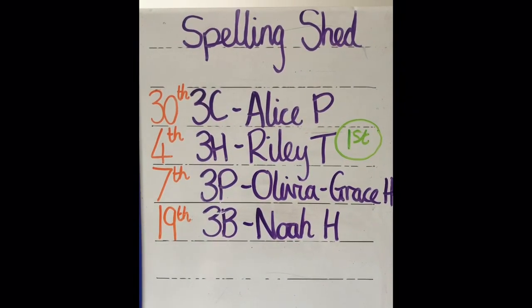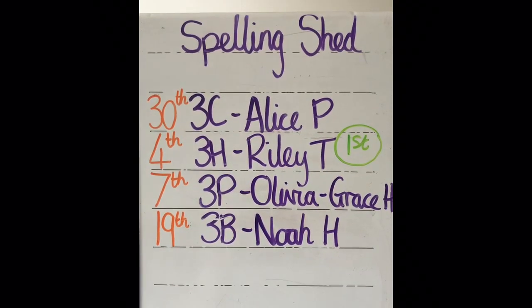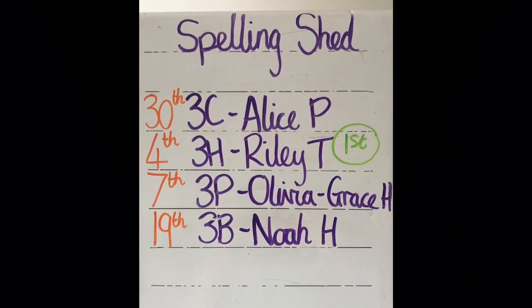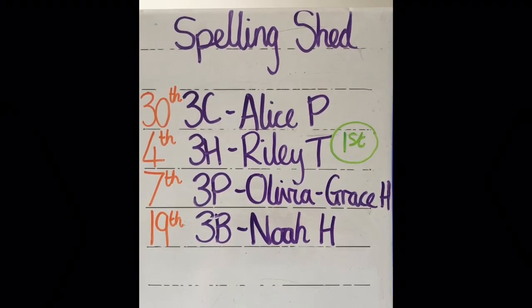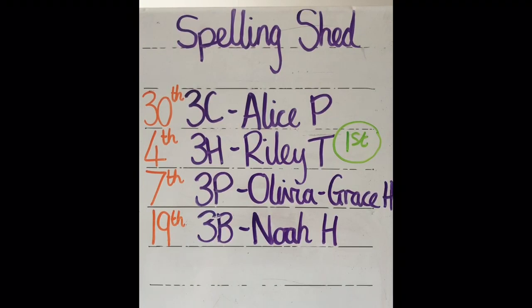Here are the results for this week's Spelling Shed. Well done to Alice P, who's first in 3C. Well done to Riley, who's first in 3H and first in the school. Well done to Olivia Grace, who's first in 3P. And well done to Noah H, who's first in 3B.